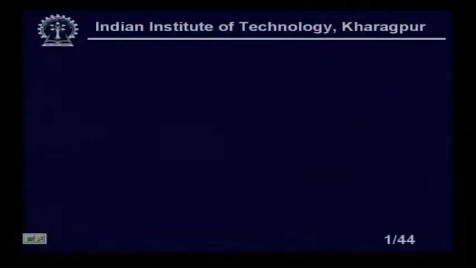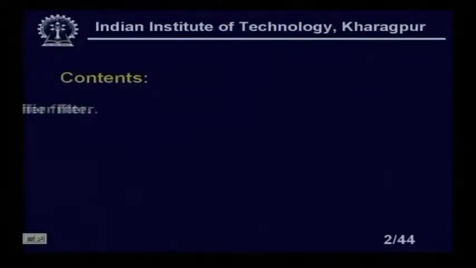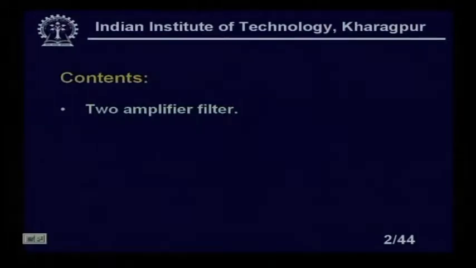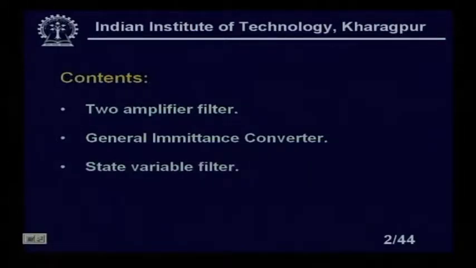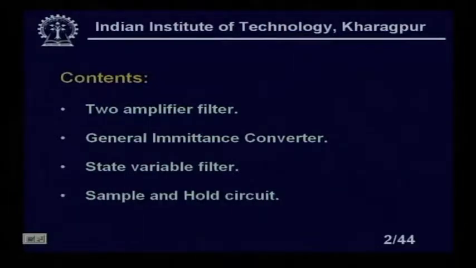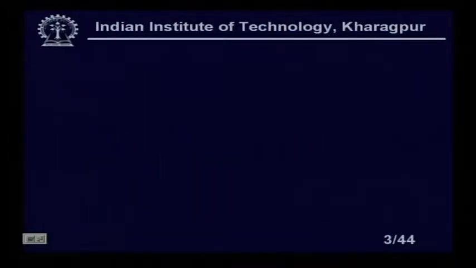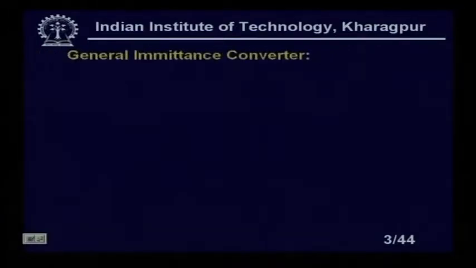Let us now start lesson 23. You see the contents of this lesson are two amplifier filters, a general impedance converter, and the state variable filter. Then we have the sample and hold circuit. Now let us look at the general impedance converter.